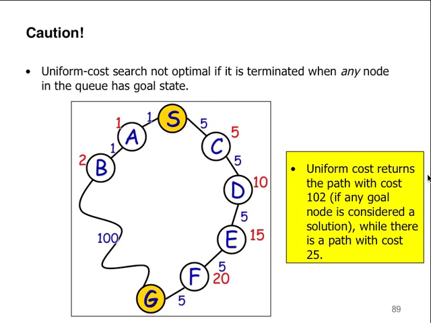So uniform cost returns the path with the cost of 102 in this particular case if any goal node is considered in the solution, while there's a path with a cost of 25, it's a little bit shorter. So it's not most optimal in that particular case, especially if it finds a goal with a longer path than what was in there before, because it goes under the theory that you're going to stop looking.